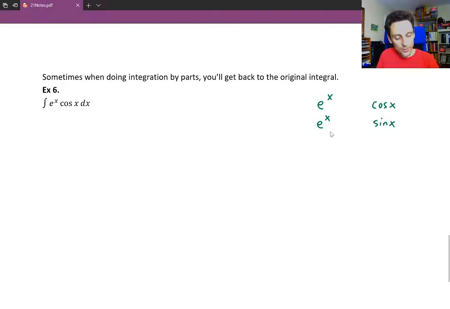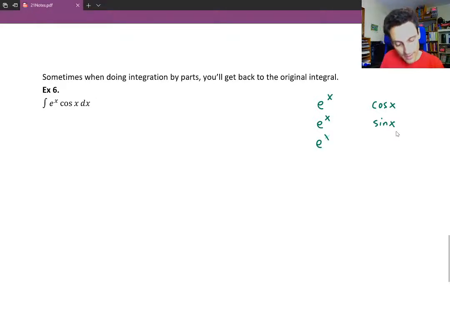So if our new integral is e to the x sine x, it doesn't look like that's really that much simpler than the old integral of e to the x cosine x. We're still kind of stuck in terms of integrating. So let's go ahead and try doing one more integration by parts, where we let u equal e to the x and dv equal sine x. So we're just going to make one more row in our tabular integration.